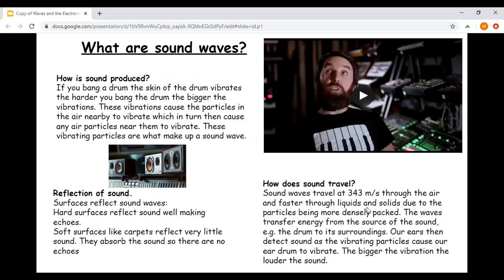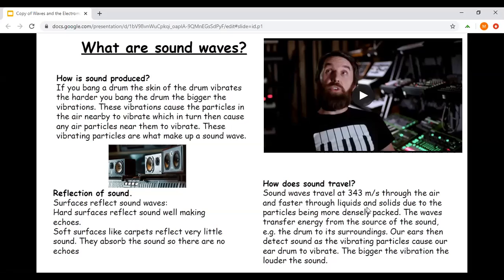Sound waves. What is a sound wave, or what is sound? Sound is vibrations. If you imagine a drum skin, you bang it, you get a noise. It vibrates. These vibrations of the drum skin cause particles in the air nearby to vibrate. They then cause surrounding particles to vibrate, and this is how the sound wave starts. It's almost like a ripple, again, how it moves across. Now, a sound wave is different to light waves.